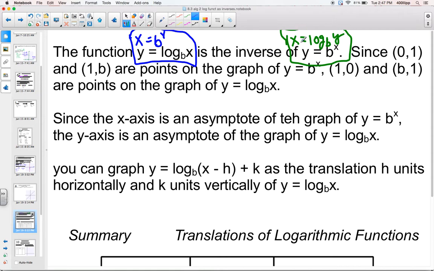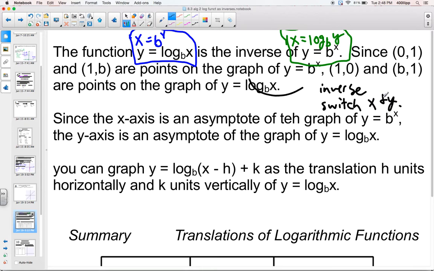Okay. So now it says since (0, 1) and (1, b) are points on the graph of y equals b to the x. Well, let's make sure of that. That's because if I plug in 0 for my x, I'll get 1, because anything to the 0 is 1. And (1, b), if I plug in 1 for my x, b to the first is just b. Okay? Then they just switch. This is just saying that for your inverse, you switch x and y. So inverse, we went over this, you switch x and y. That's what all this is saying.